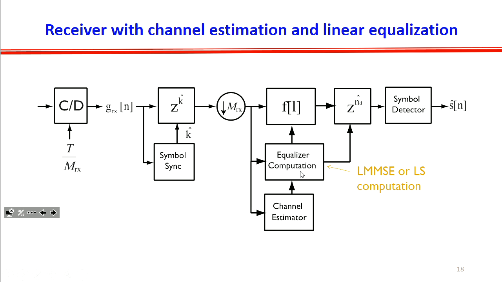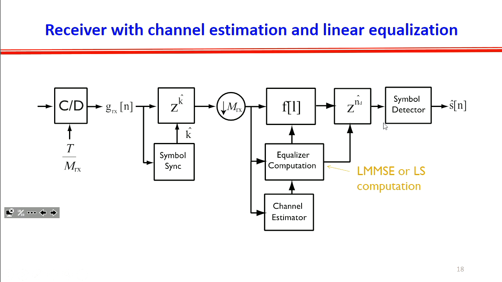All right? Anyway, once you have processed the data portion of the frame through the equalizer, what's produced at the output should be accounted for the delay introduced by the equalizer. So it is passing through z to the power of nd hat, accounting for the delay due to the equalization.